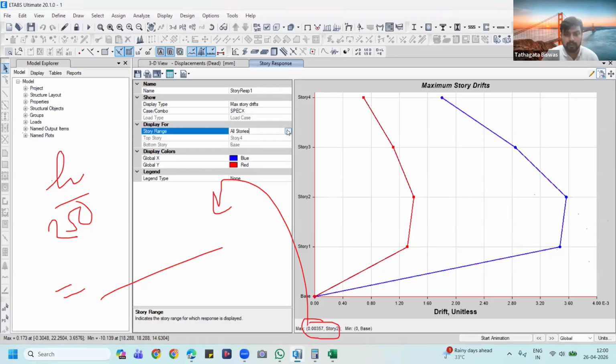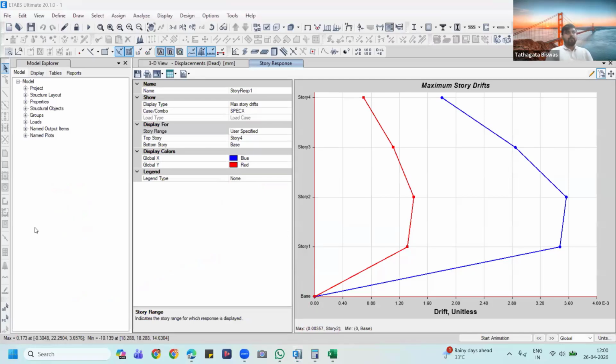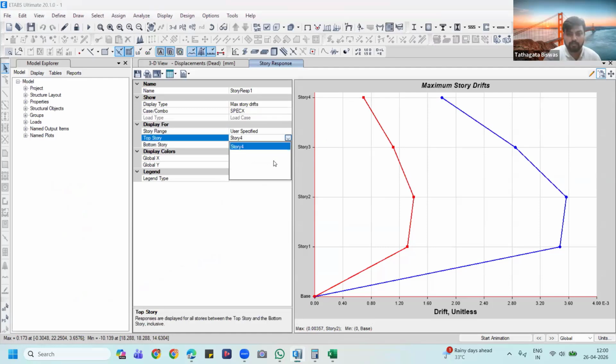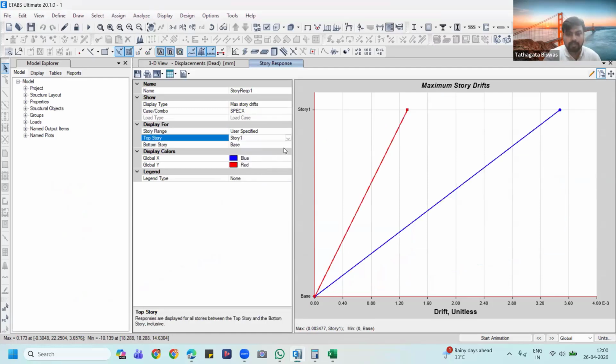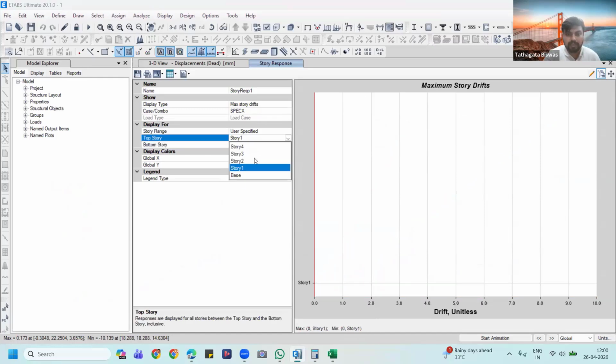You can check the different stories also, because drift is more crucial for earthquake than displacement, because drift is basically the relative displacement between two stories. Sometimes what happens, between base to first floor maybe the drift is not coming, but third to fourth floor it might come. Each and every individual level also you can check. So let's say base to story one, then story one to story two, like that.